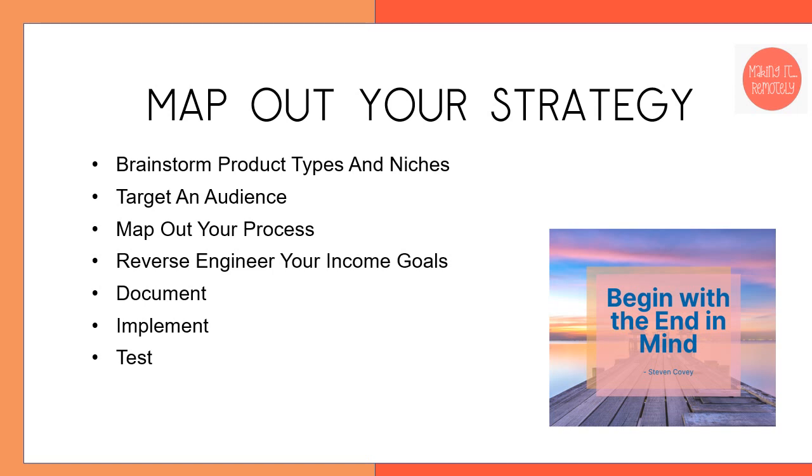Once we do that, then we're going to reverse engineer your income goals. It's very important to set up goals. When you have an online business, you want to have goals. Once you know what you want to do, then we can help you reverse engineer a process that will help you reach your goals. Then we want to document that. We want to write down some simple steps, take that map that you have created with your process and match it with your goals, and then document some basic steps that you can take to reach those goals.